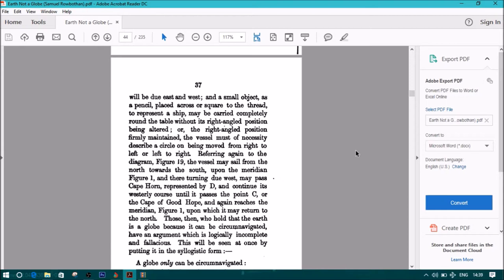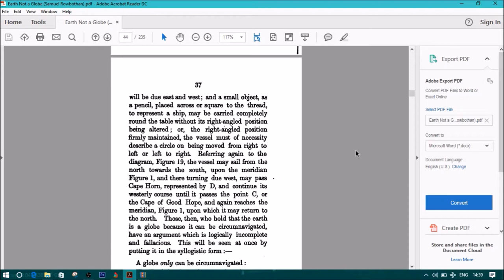Referring again to the diagram, Figure 19, the vessel may sail from the north towards the south upon the meridian, Figure 1, and there, turning due west, may pass Cape Horn, represented by D, and continue its westerly course until it passes the point C, or the Cape of Good Hope, and again reaches the meridian, Figure 1, upon which it may return to the north.